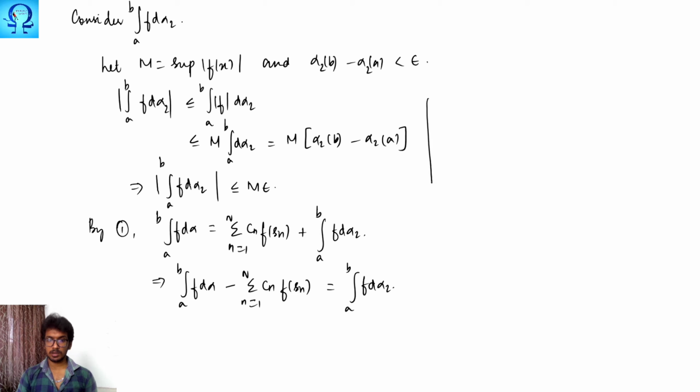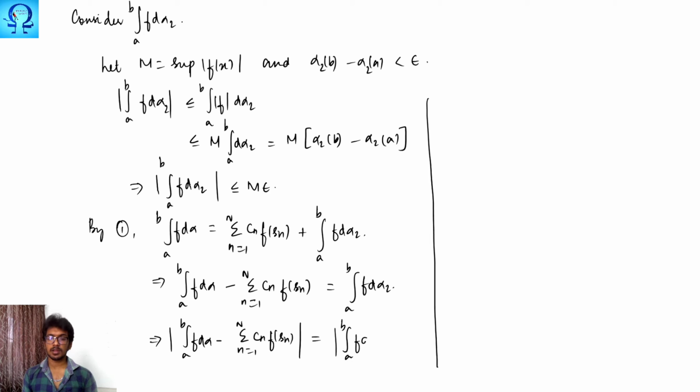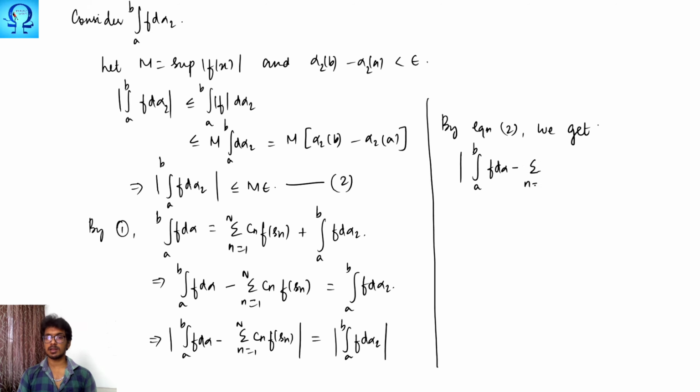Let me do the remaining part here itself. When you take the absolute value, it is the absolute value of the integral a to b f d alpha minus the summation n runs from 1 to N of Cn f of Sn, equal to the absolute value of the integral a to b f d alpha 2. If you mark this as equation 2, by equation 2 we get that the absolute value of the integral a to b f d alpha minus the summation n runs from 1 to N of Cn f of Sn is smaller than or equal to M epsilon.